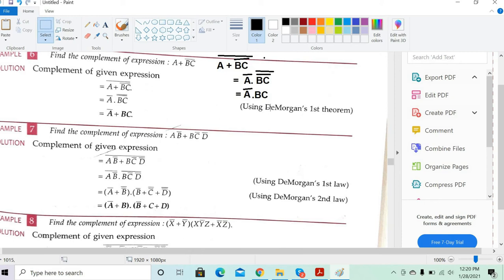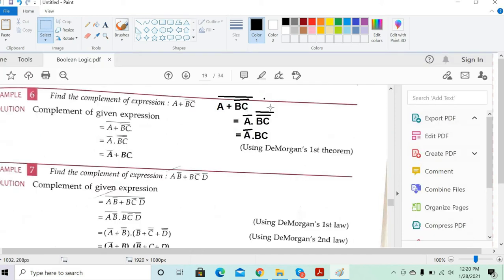The answer is this, whatever I told you. Okay, sir. Understood, right? Any questions, any doubts in this? Yeah, understood. Because I'm just applying the normal De Morgan's first theorem only. De Morgan's first theorem says that only. There is no plus sign coming in that part.